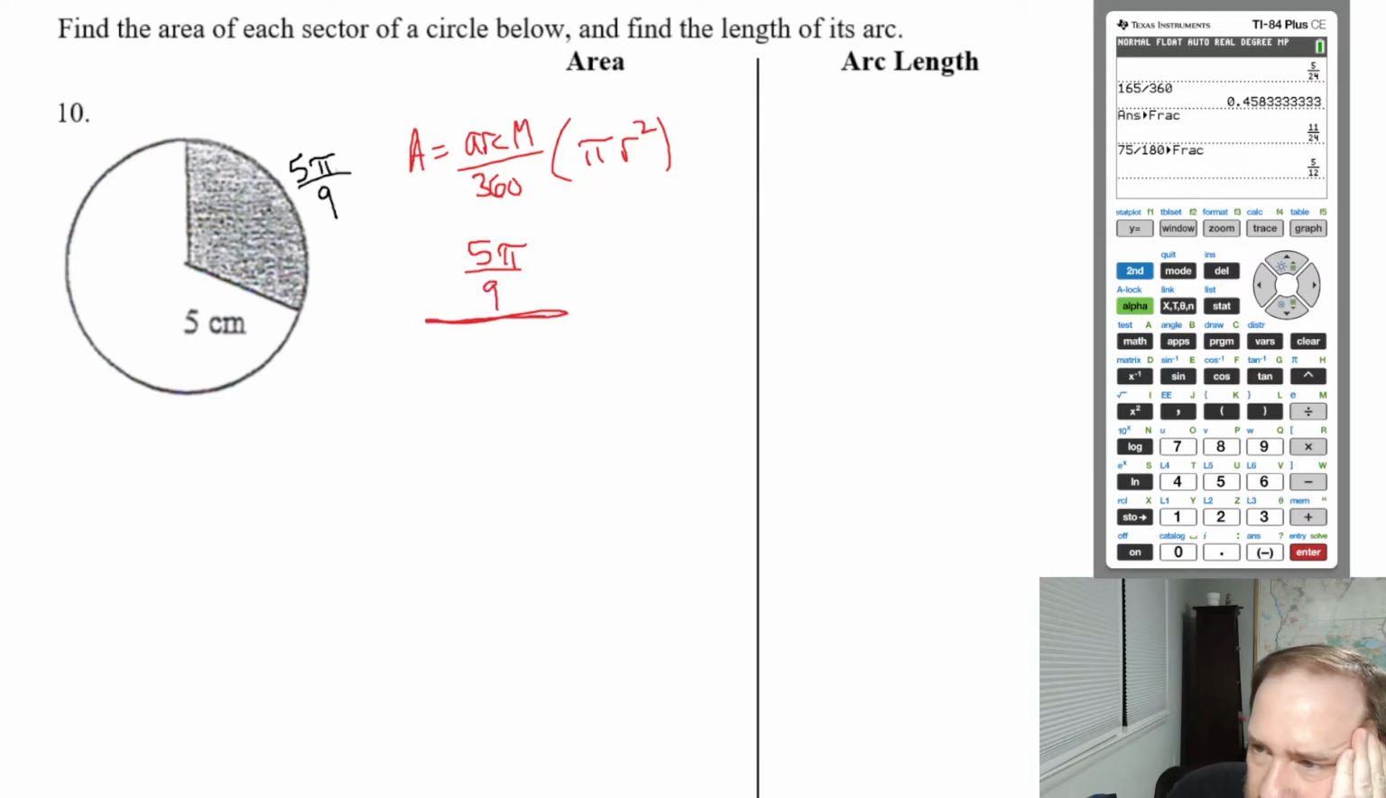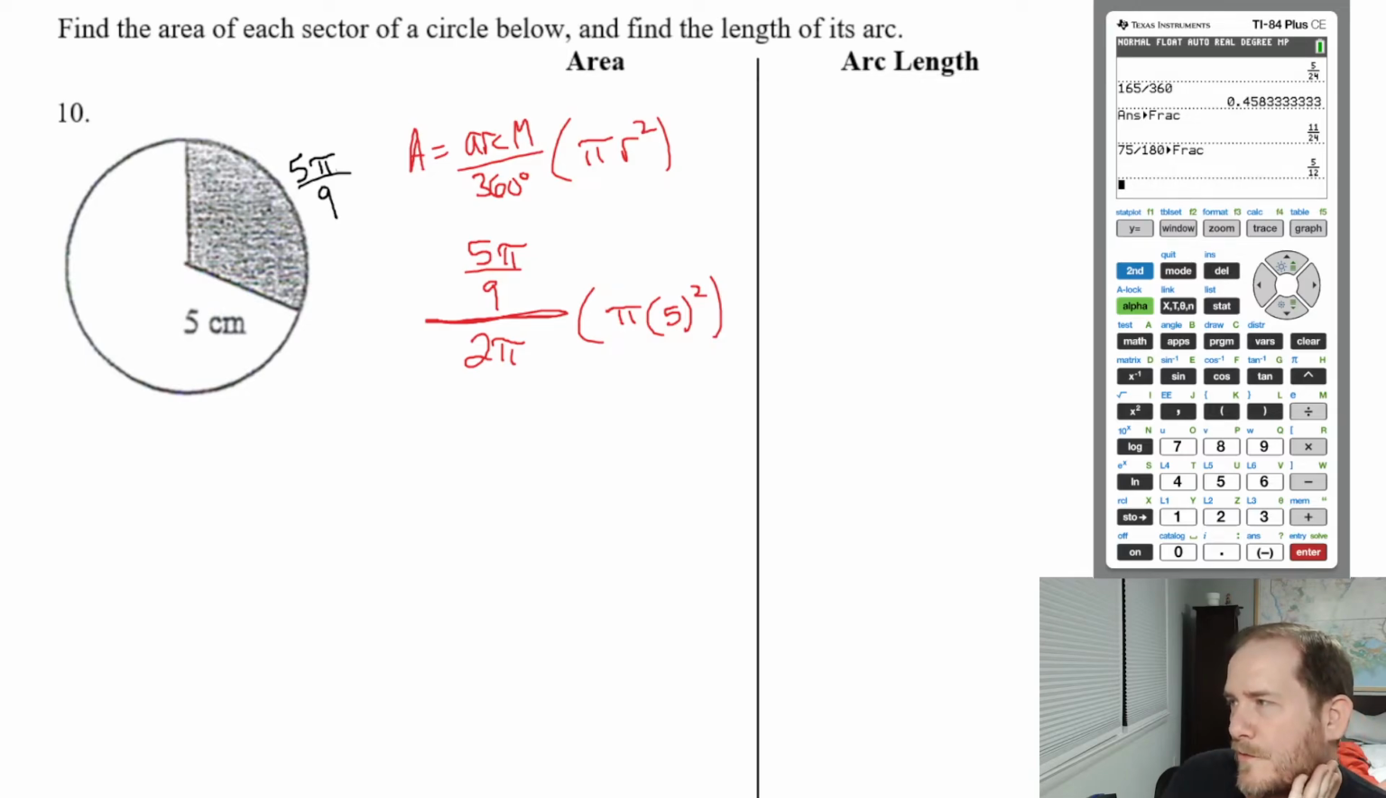But hopefully you would remember, hey, 360 is a degree measure. I can't mix radians with degrees. So instead of using 360 down here, I should be using 2 pi down here. And then it's pi times the radius squared. We're letting the radius be 5, so 5 squared.